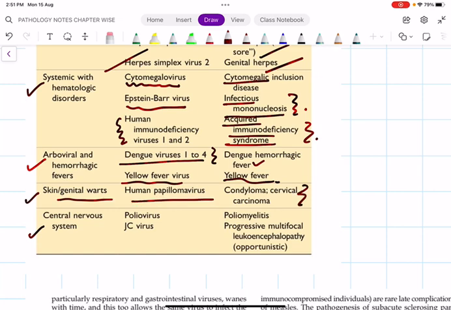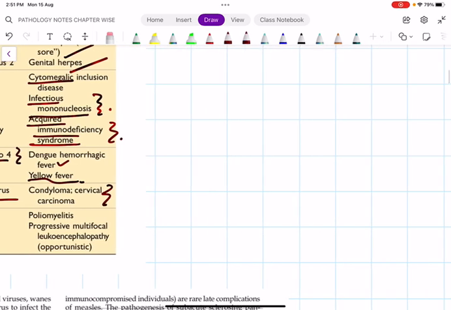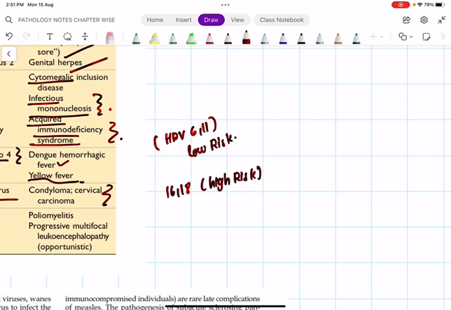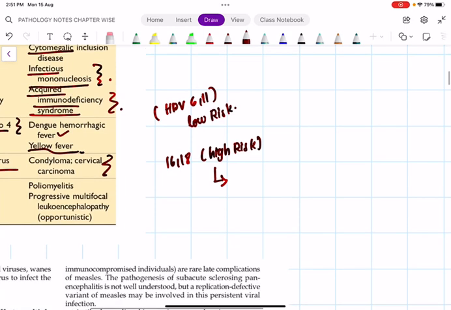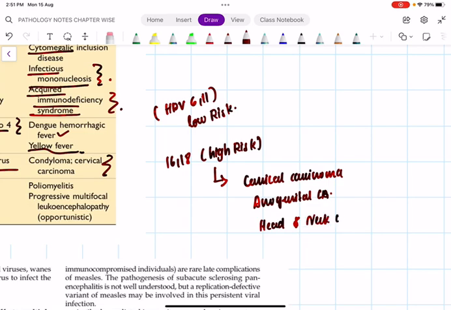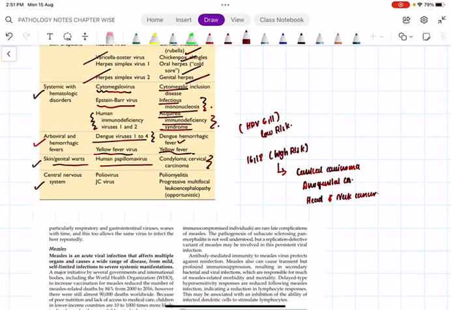Human papilloma virus, I have already discussed in neoplasia, has 2 low risk types. I am writing here just for your knowledge: HPV 6 and 11 are low risk. They mainly cause benign lesions, that is warts. Whereas 16 and 18 are high risk. They are mainly going to cause cervical carcinoma, anogenital carcinoma, and head and neck cancer.